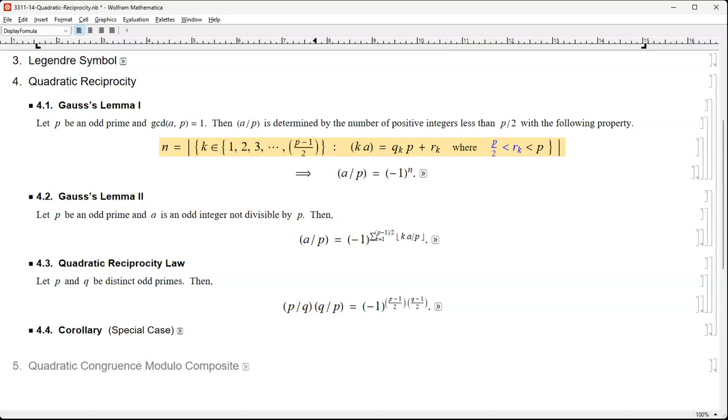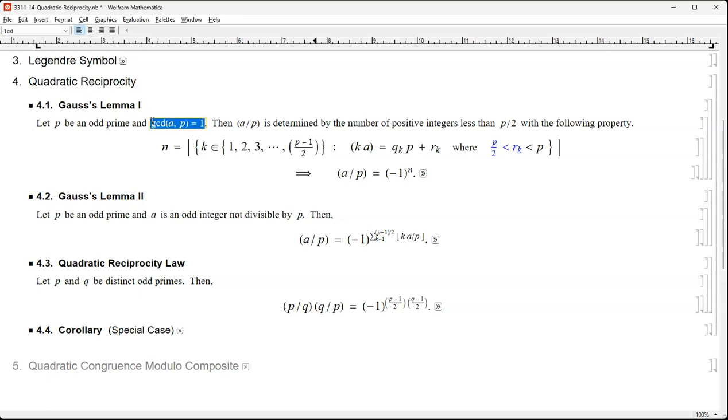Next, Gauss's Lemma number 2. p is an odd prime, as before, and this time a is also an odd integer not divisible by p. That part is common, as a matter of fact, because previously we had a and p relatively prime, and that is equivalent to a being non-zero mod p, and also p does not divide a. Sorry, I said congruent earlier; it is logically equivalent. A is not divisible by p, and a and p being relatively prime, those are equivalent. They mean the same thing.